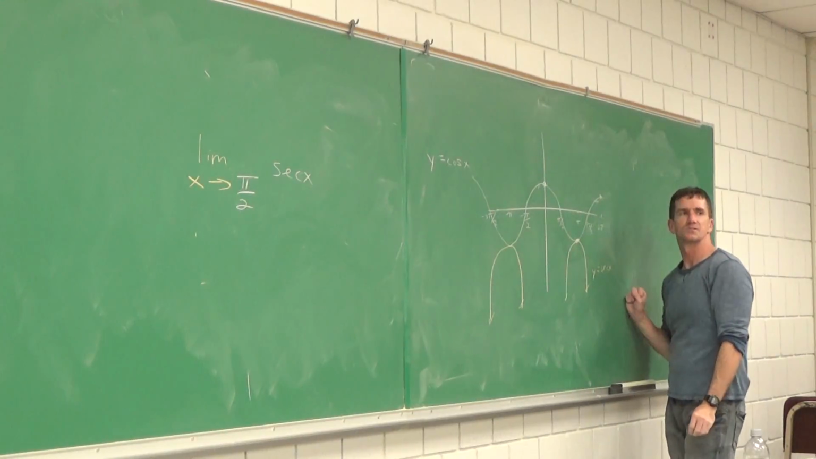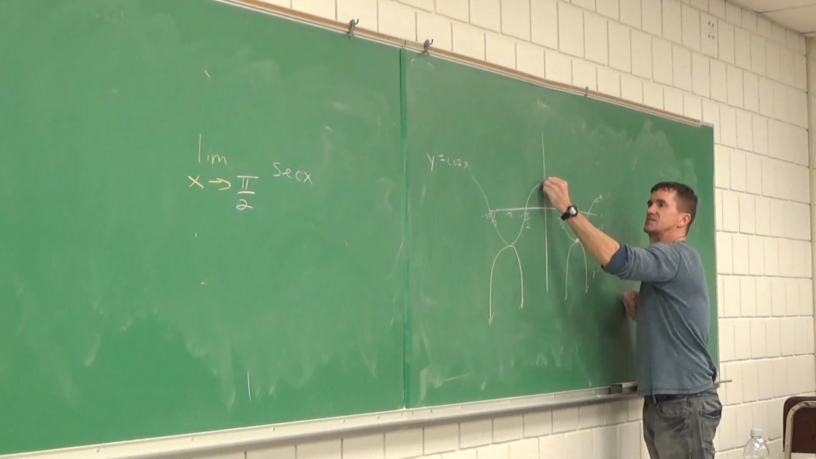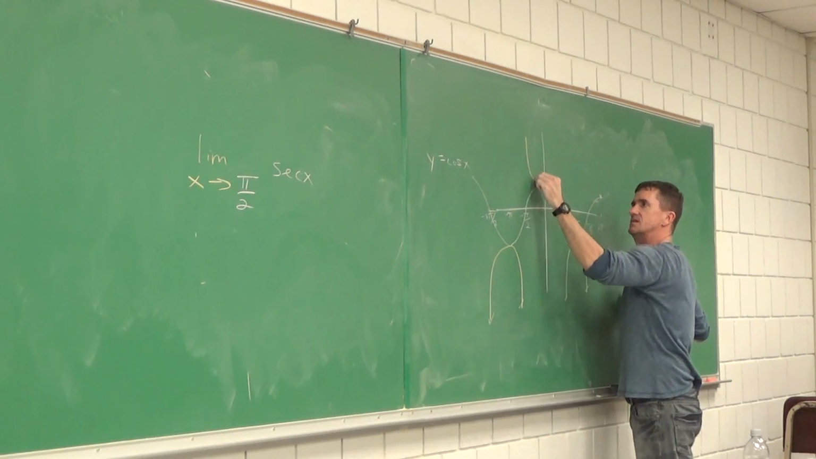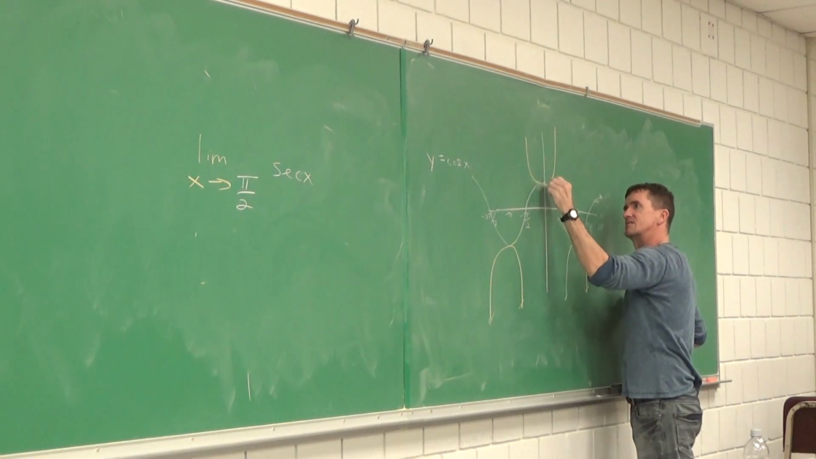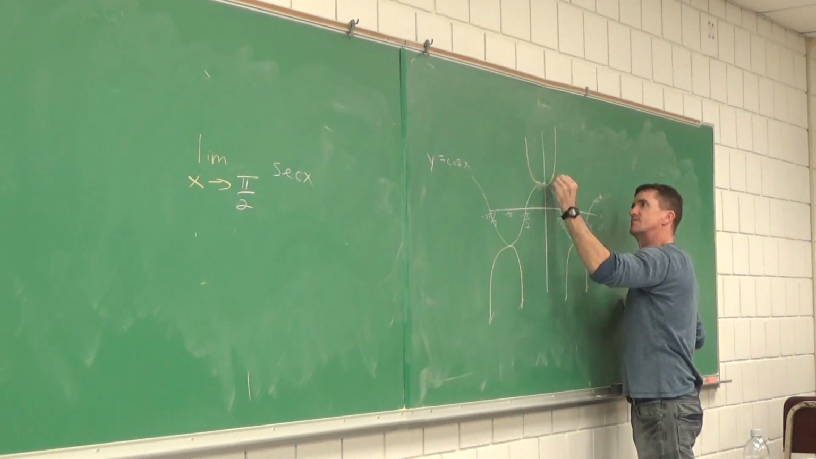So where are the asymptotes? Oh, I missed this one. What's going on right here? Whoa, I don't want to go close. This thing goes right there. A tangent between them. There you go.